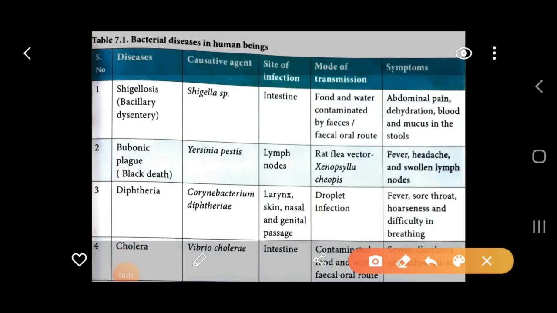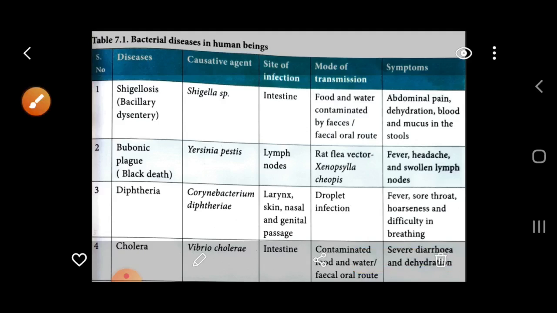Children, now we are seeing the bacterial diseases in human beings. The first disease is shigellosis, bacillary dysentery. This is caused by Shigella species. Dysentery usually affects the intestine, so the site of infection is the intestine. The mode of transmission is through food and water contamination, or the fecal-oral route. The symptoms are abdominal pain, dehydration, and blood and mucus in the stool.